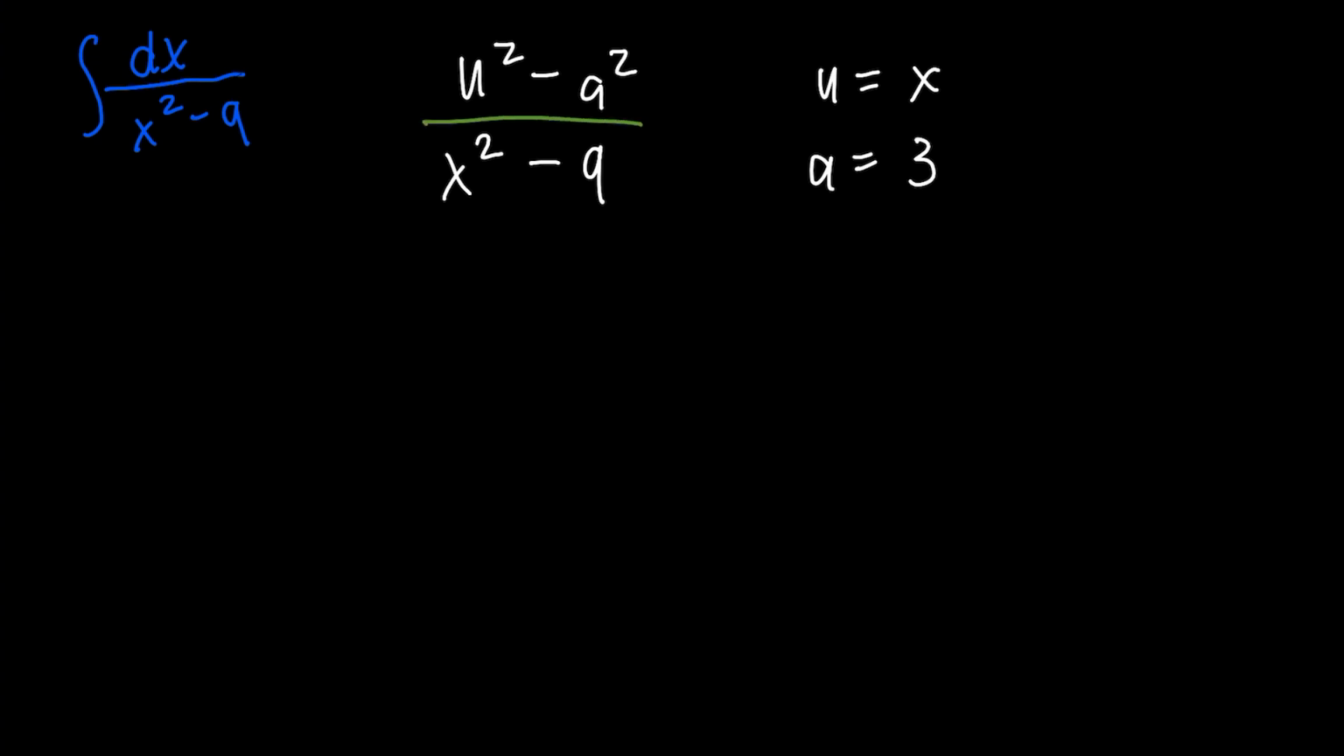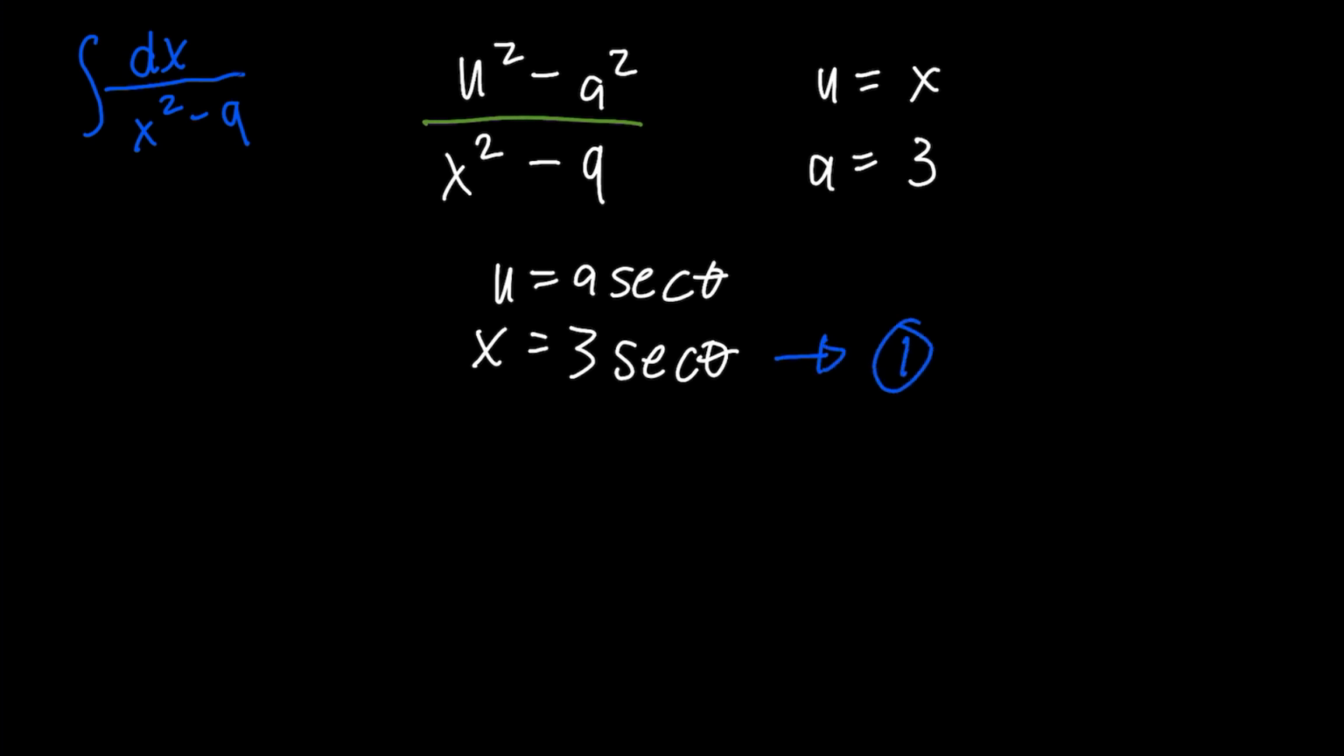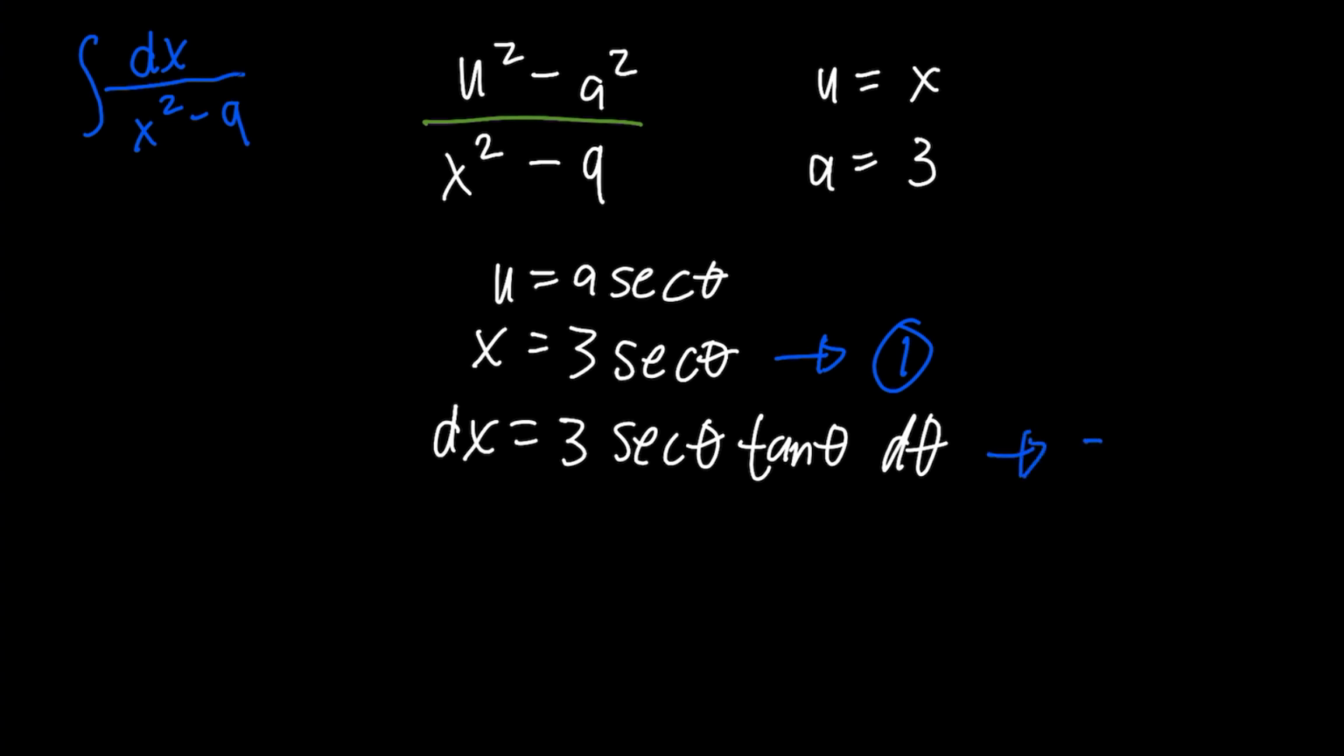So if we see u squared minus a squared, we can make a substitution. u is equal to a secant theta. Then we're going to substitute u, that would be x, and a, which is 3, so x equals 3 secant theta. This will serve as our first equation. Then we're going to differentiate this one. That would be dx is equal to 3 times the derivative of secant theta, which is secant theta tan theta d theta. So this will serve as our second equation.